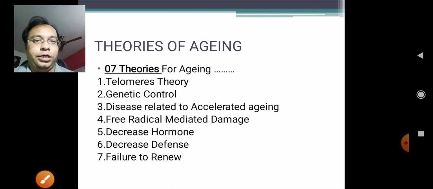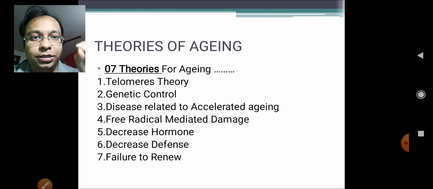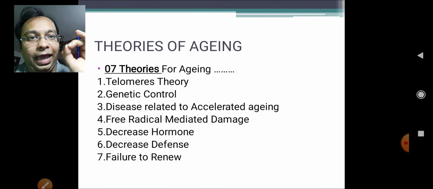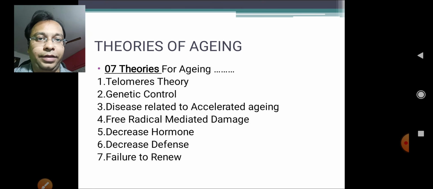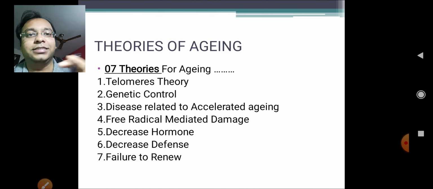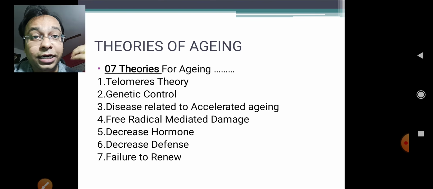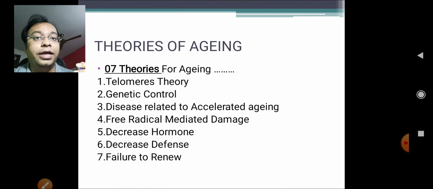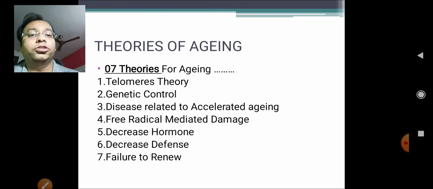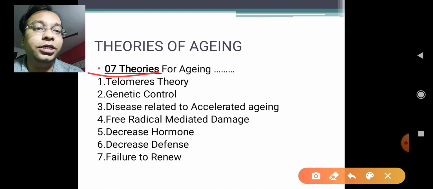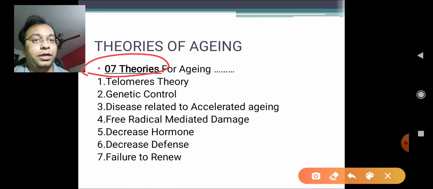Okay. So until now we have discussed the definition of aging and cellular aging, and we have discussed certain changes that will happen in cellular aging. Okay, but which are the different theories for cellular aging? Why does cellular aging happen? So there are basically seven theories for cellular aging. The seven theories are accepted, right? So these are the seven theories.